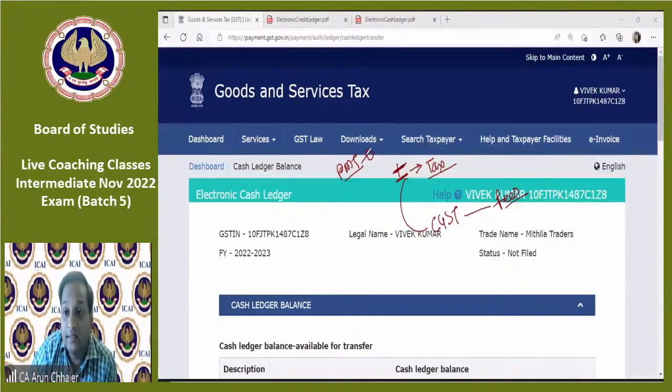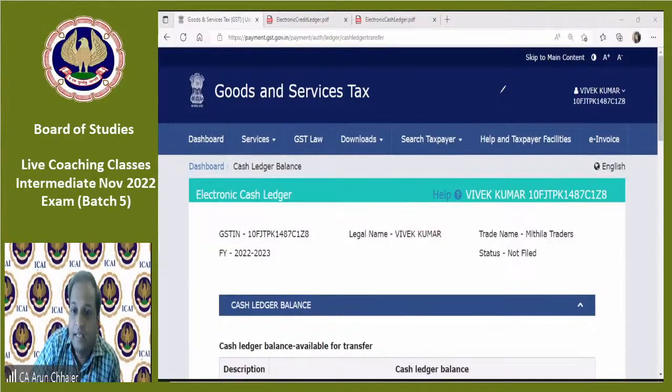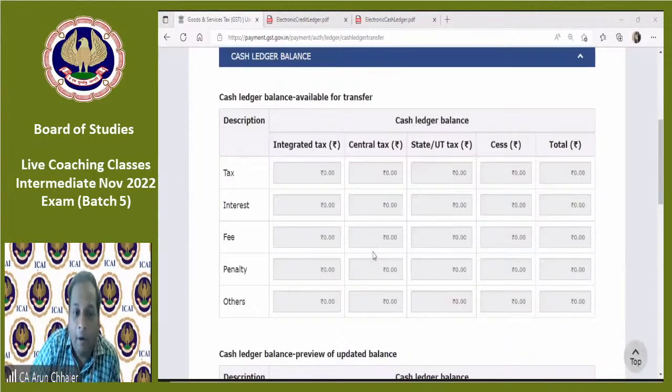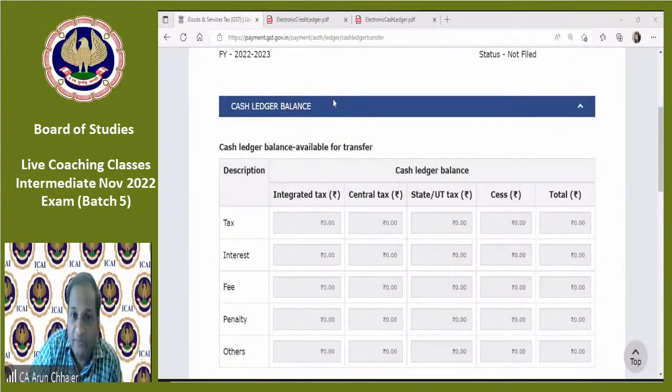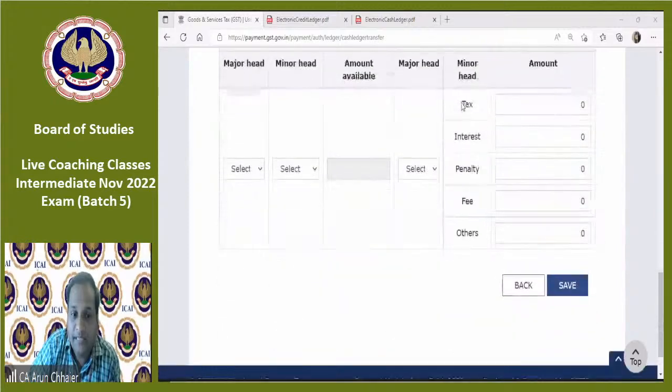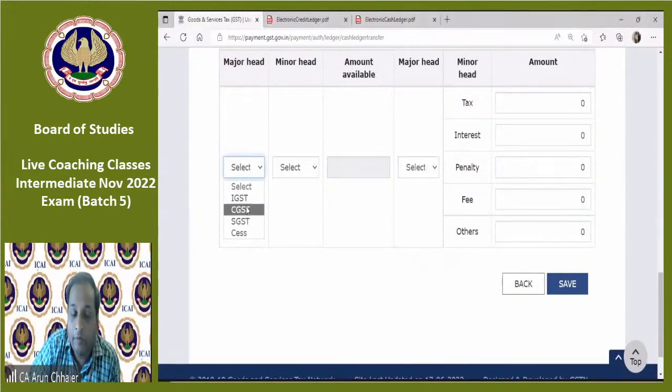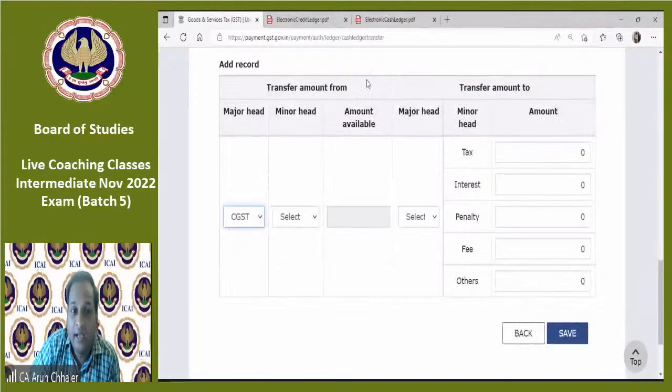Please note one thing, the amount available in the credit ledger cannot be transferred. Only in the cash ledger can you transfer from any major head or minor head to another major head or minor head. It will show the closing balance of the cash, and whatever the closing balance is, I can transfer from which head to which head. I have to select from which head I would like to transfer to which head.